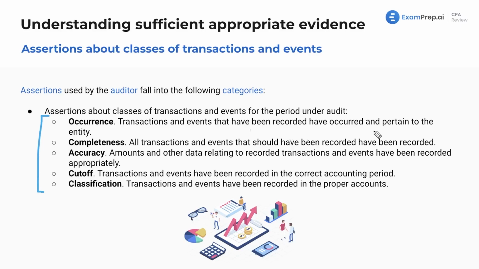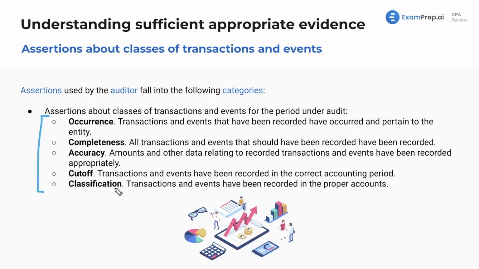And did they actually pertain to the entity? Completeness: all transactions and events that should have been recorded have been recorded. And these assertions are essentially implicitly or explicitly stated by management, saying that everything that occurred is listed. Everything's complete. Everything's accurate. There's no cutoff issues. Everything's properly classified.